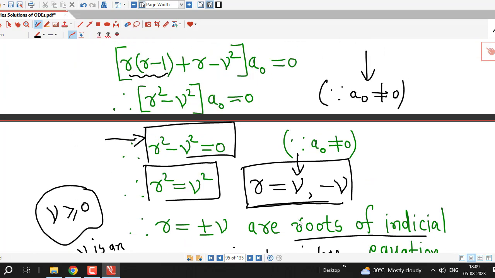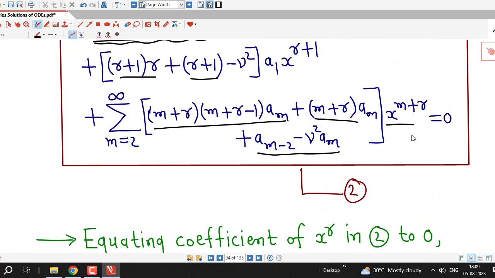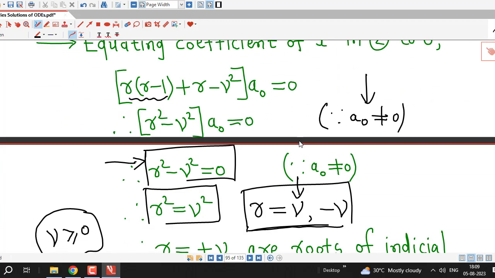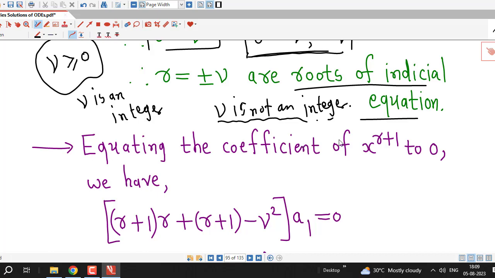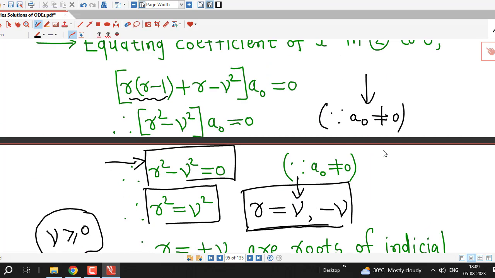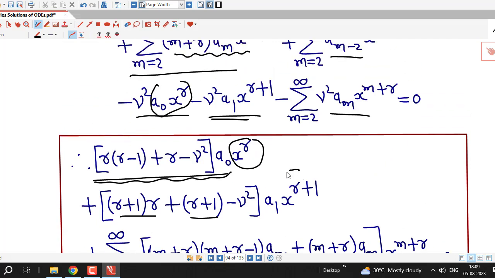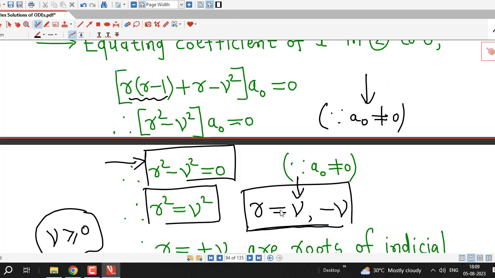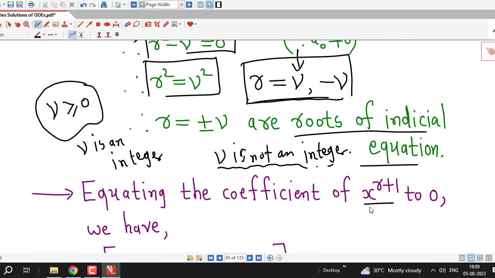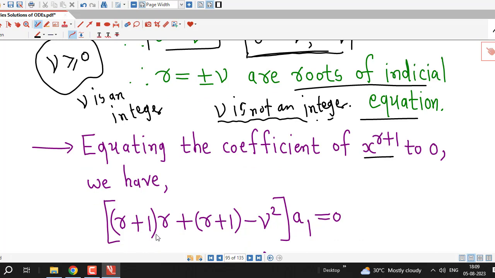And before that we have to write down the recurrence relation by equating the coefficient of x^(m+r) to 0, which is (m+r−1)(m+r) am plus (m+r) am plus a(m−2) minus ν² am equal to 0. So equating the coefficient of x^(m+r), before that we have to compare the coefficients of x^(r+1) also. So I have written this is into a1 equal to 0. So equating the coefficient of x^(r+1) to 0, we have ((r+1)² − ν²) a1 equal to 0.